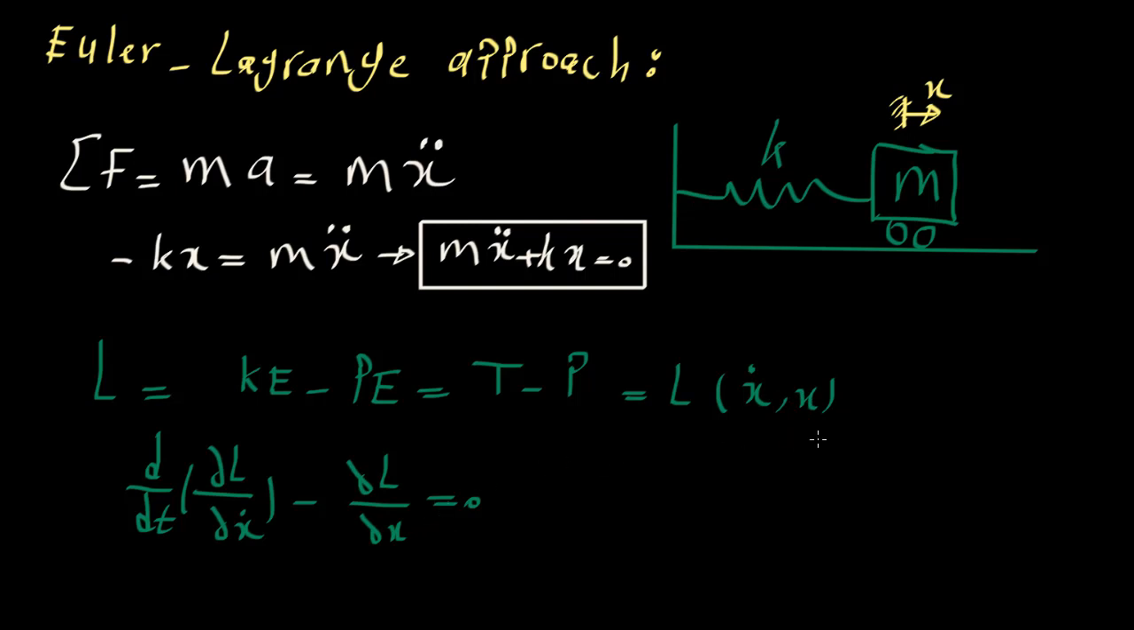We will see that in general there could also be a t variable here. The Lagrangian for this one degree of freedom system could be a function of x, x dot, and t in general. But for this system, let's just write down this Lagrangian and use this equation to see if we get the same governing equation of motion.